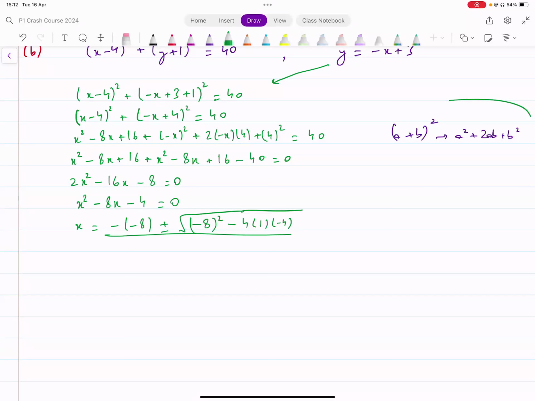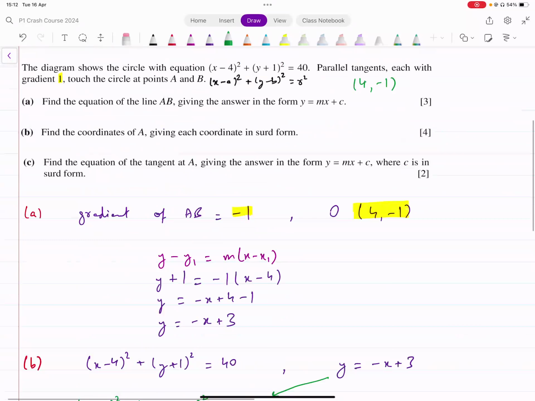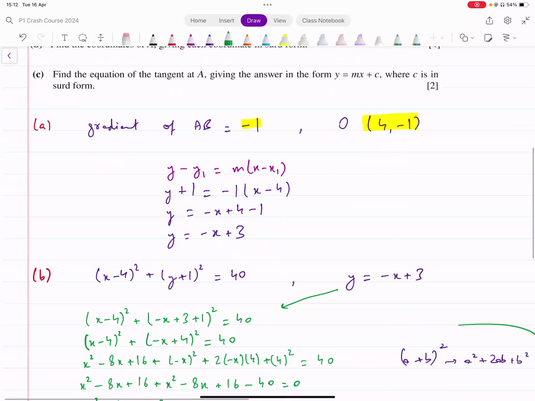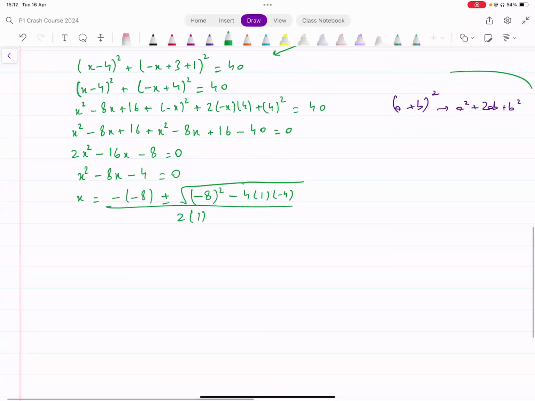Now, it's necessary for you to show this working. Do not write down the answer directly. Whenever they ask you for exact answers, it's necessary to show every single step in your working. So if you're doing it like this, you would have to show that you're inputting values in the quadratic formula, and then what you get from that is 8 plus minus square root of, inside this, 64 plus 16. What's that? That's 80, right? So plus minus square root of 60 divided by 2.